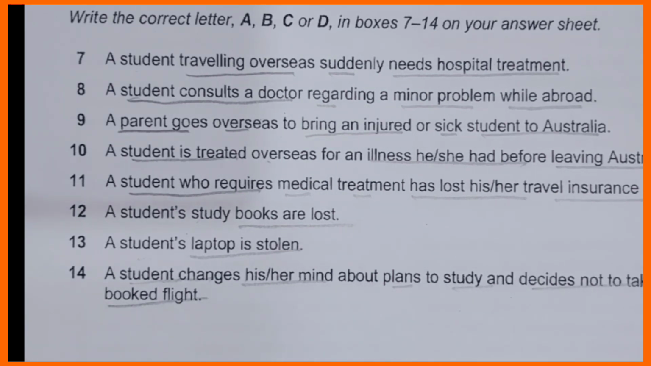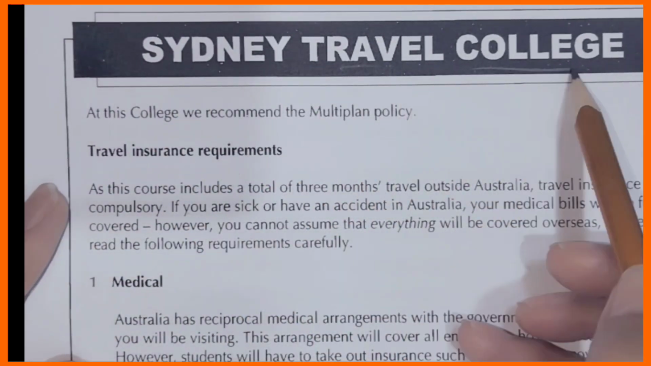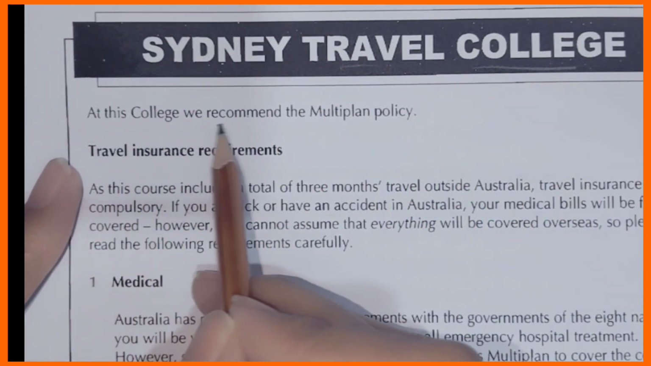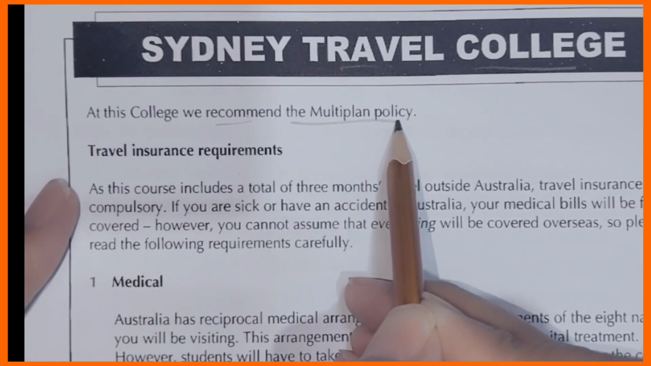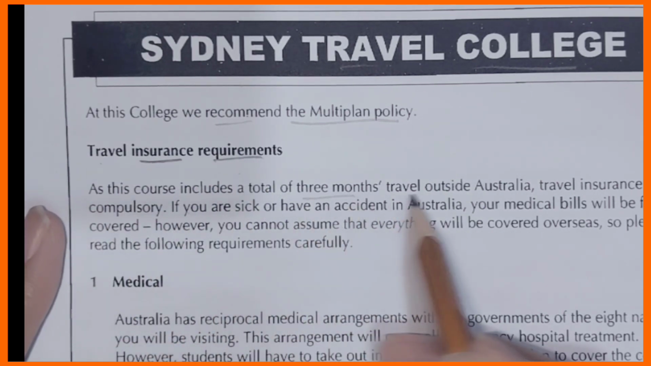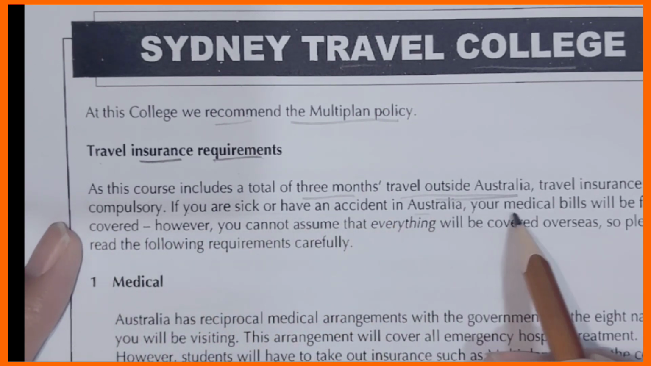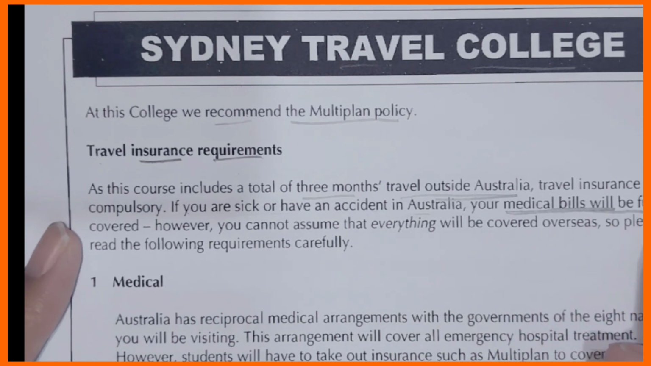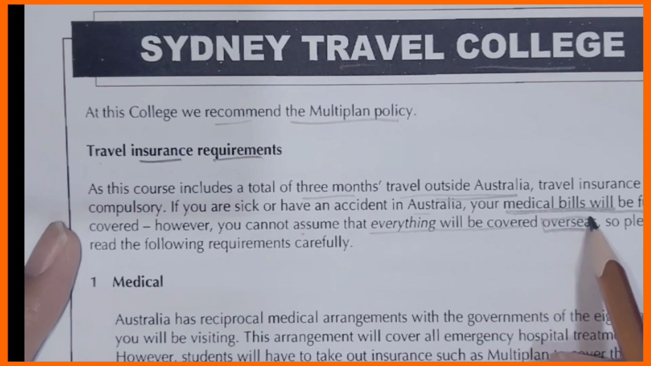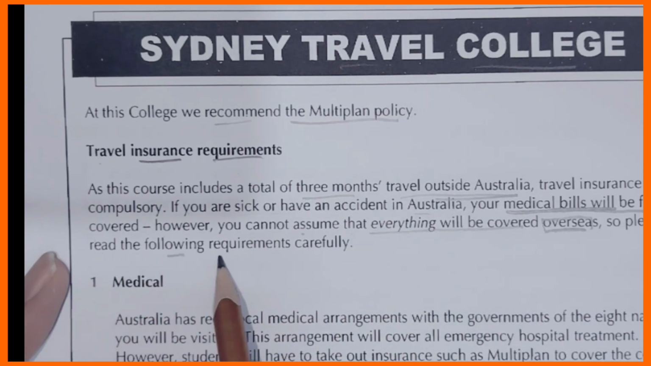So now we will go back towards the passage and we'll find our answers immediately. The topic is about Sydney Travel College. So they are talking about the traveling problems. At this college, we recommend multi-plan policy. Travel insurance requirements. As this course includes a total 3 months travel outside of Australia, travel insurance is compulsory. If you are sick or have an accident in Australia, your medical bills will be fully covered. However, you cannot assume that everything will be covered overseas. So everything they are covering inside Australia, but overseas now they are saying everything will not be covered. So please read the following requirements carefully.